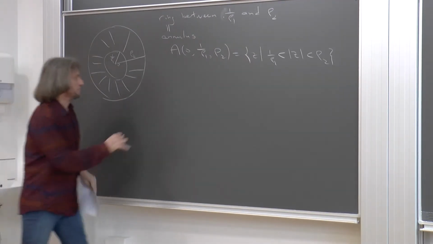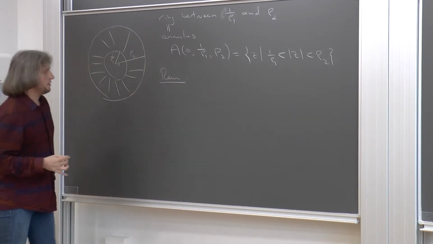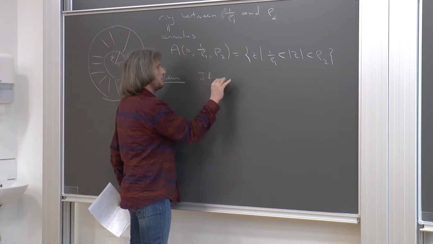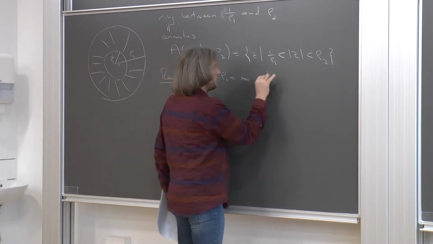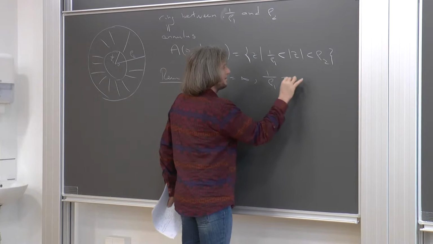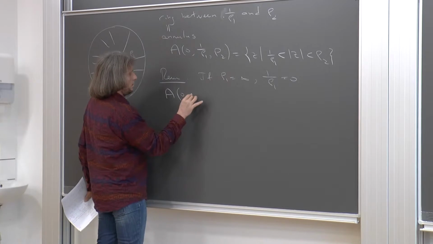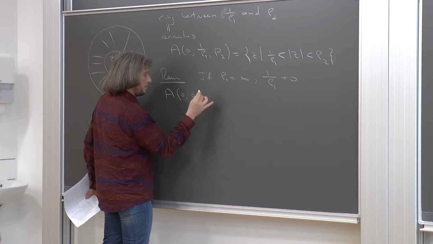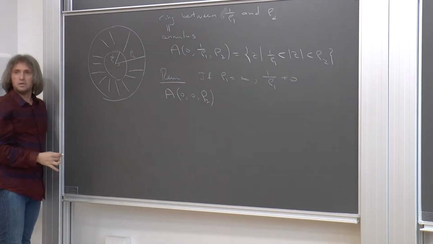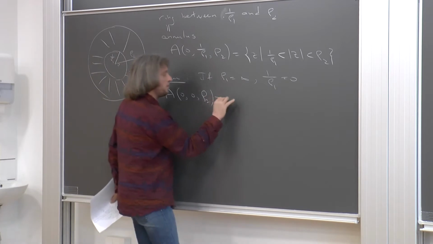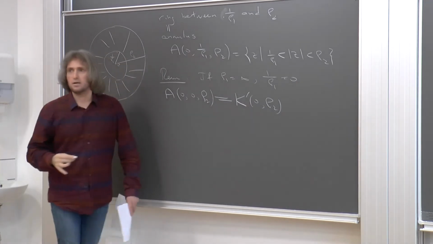Let me remark that if rho 1 is infinity, then 1 over rho 1 of course is 0. So then annulus around 0 with parameters 0 and let's say rho 2. So we basically throw away the point 0. So this is simply what we earlier called K prime of 0, rho 2. So it's a punctured disk around 0.